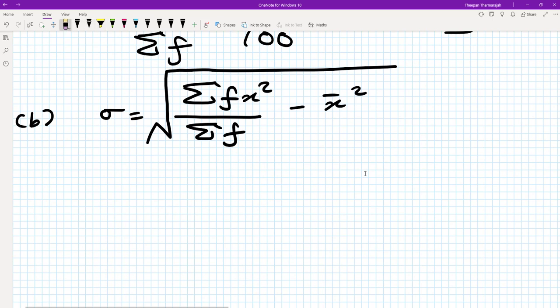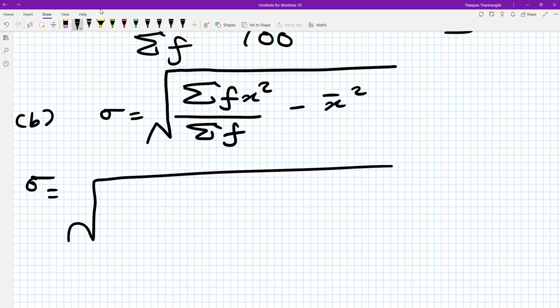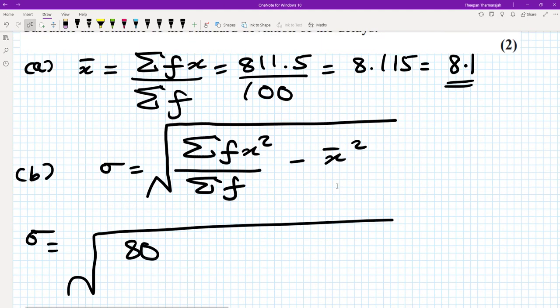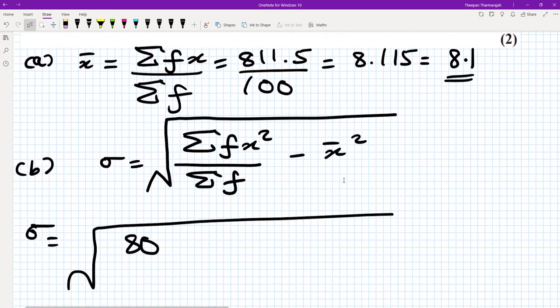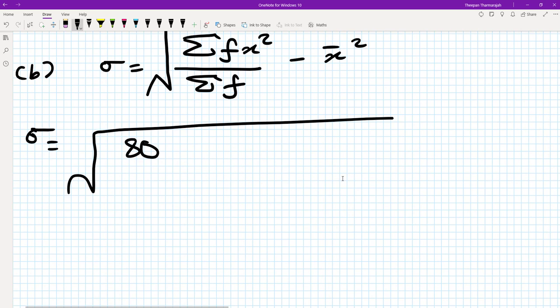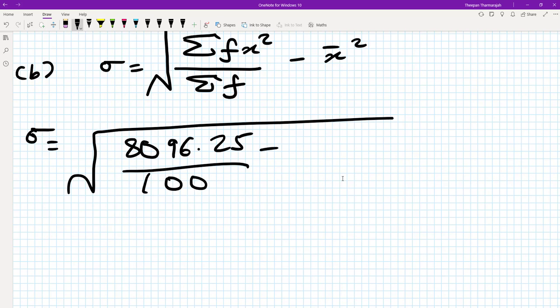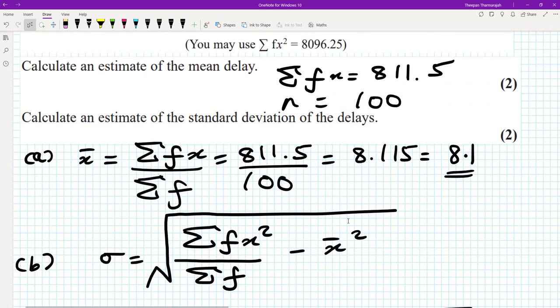So we've got that sigma is going to be the square root of 8096.25 over the sum of values, which is 100, minus what we wrote down earlier, the true value for the mean, which was 811.5 over 100, all squared.